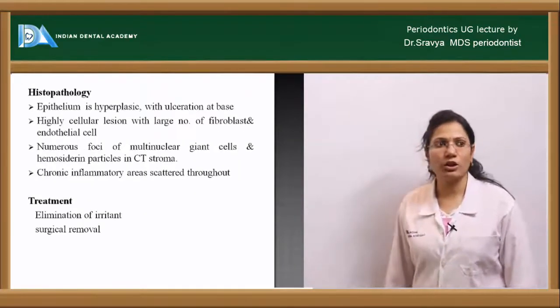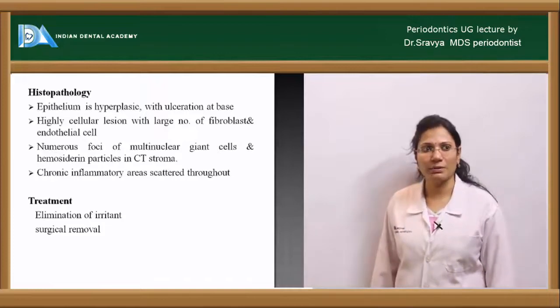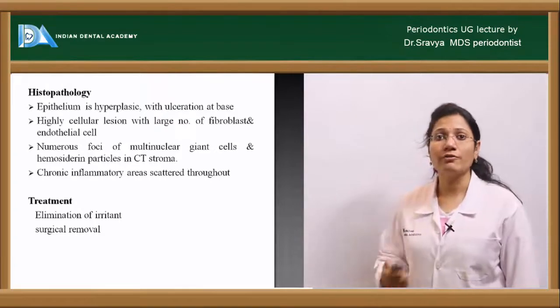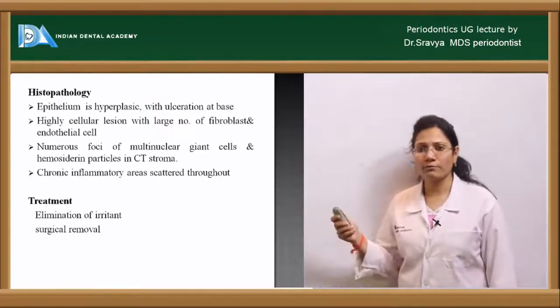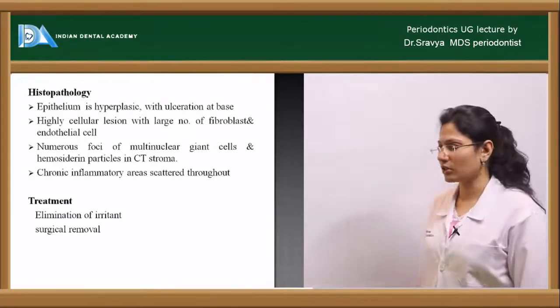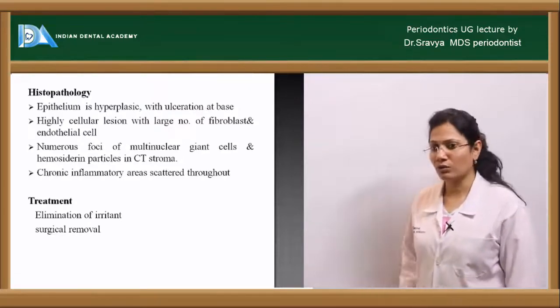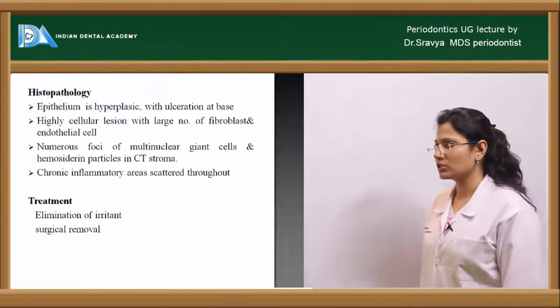If you see the histopathology, the epithelium is hyperplastic, followed by an ulceration at the base, and a highly cellular lesion with an increased number of fibroblasts and endothelial cells. Numerous foci of multinucleated giant cells and hemosiderin particles are seen in the connective tissue stroma. Chronic inflammatory areas are scattered throughout. What is the line of treatment? Elimination of the irritant and surgical removal.